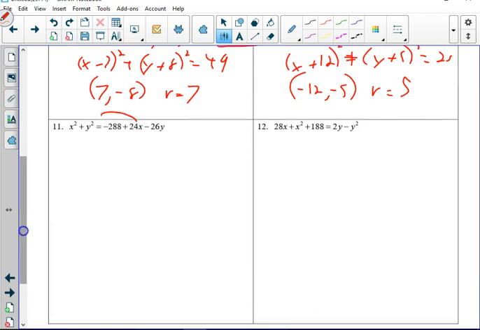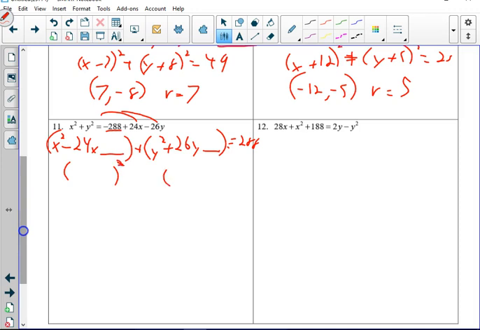Okay, I want to move these two over and leave this. So x squared minus 24x, space, plus y squared plus 26y, space, equals negative 288. Parentheses, squared, parentheses, squared, x, careful, minus 24, half of it's negative 12. Square it, plus 144. Half of 26 is 13. Square it, plus 169.